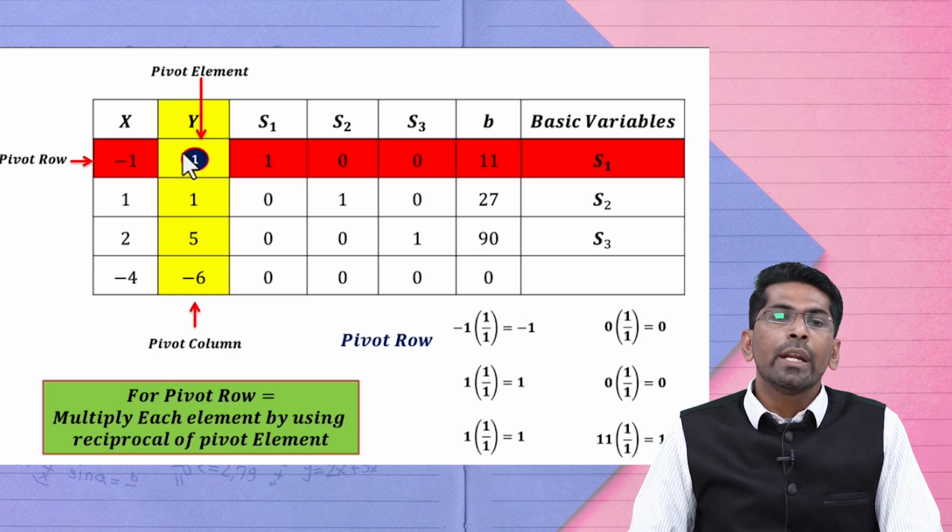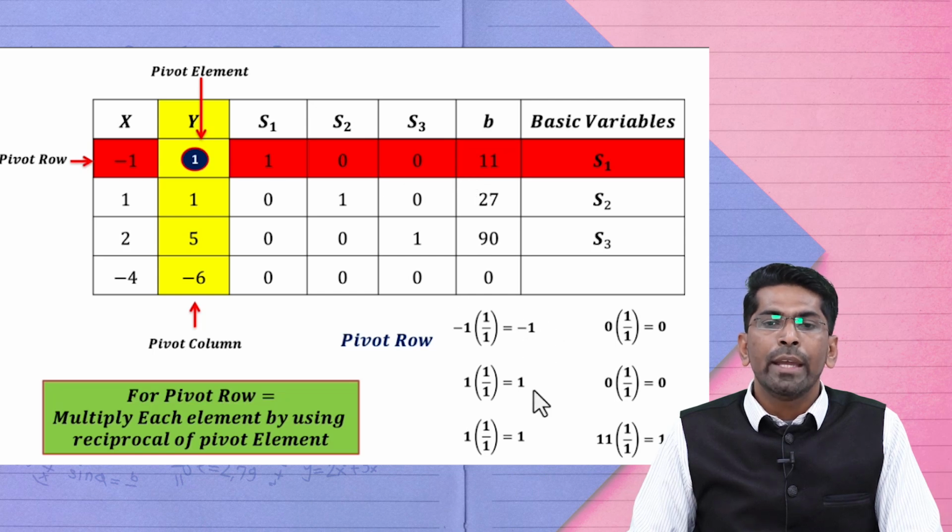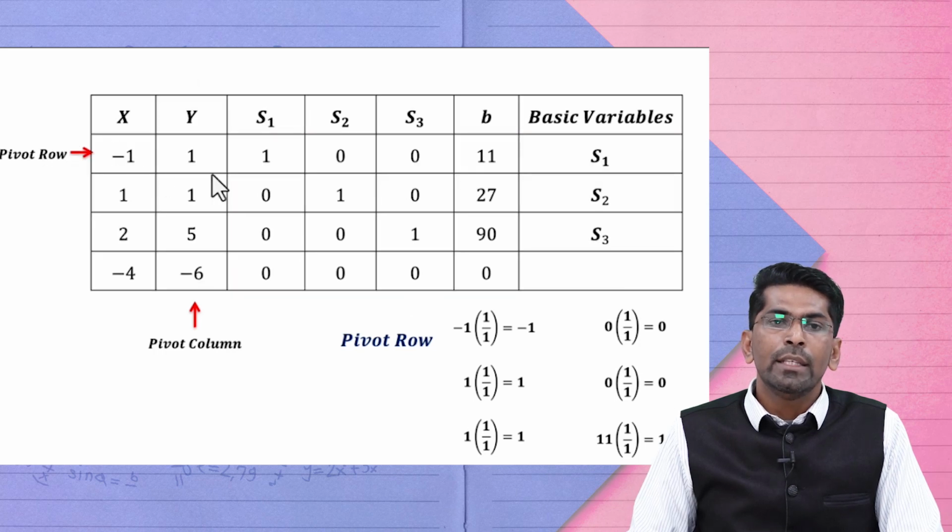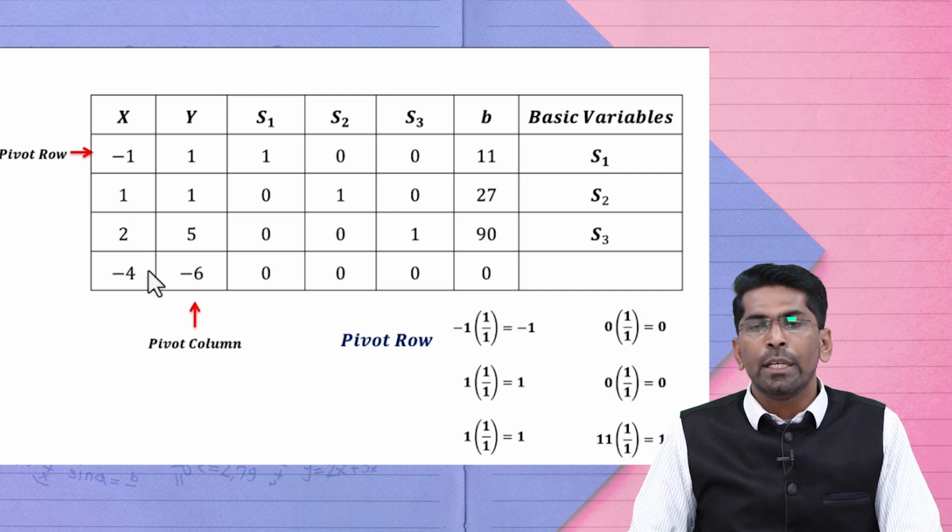Now we are going to replace each value in the pivot row with the new values, that is -1, 1, 1, 0, 0, 11. So in this table I have replaced the actual values in the pivot row. So these are the new values. Now after finding the new pivot row, we are going to replace the second, third and the objective rows.